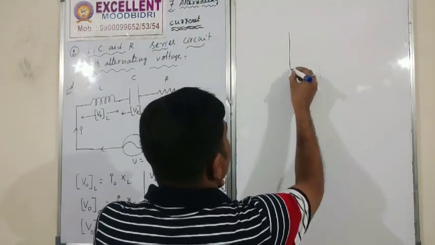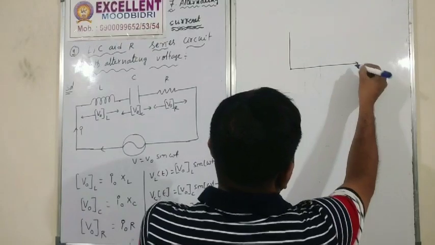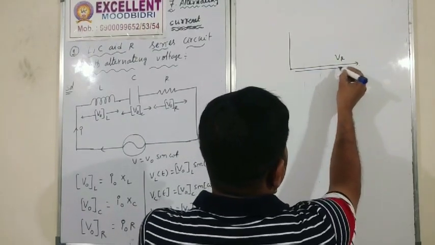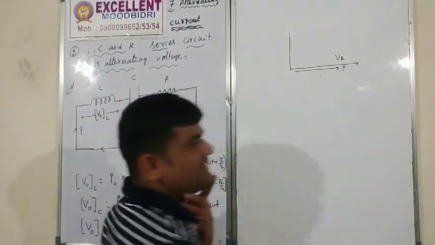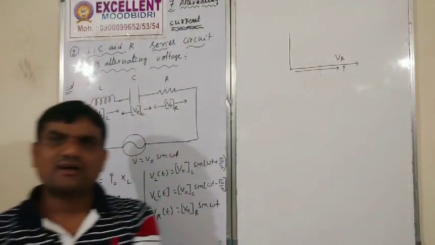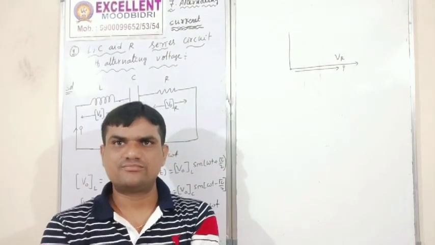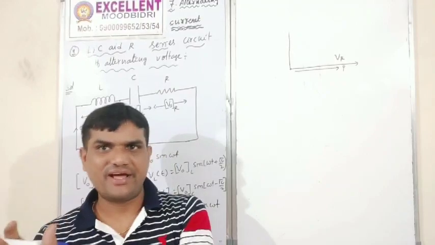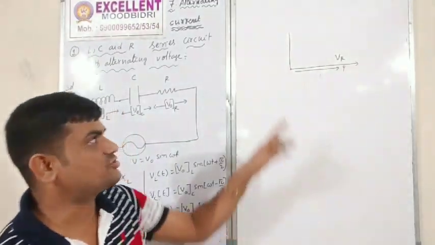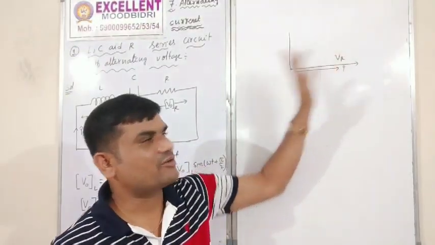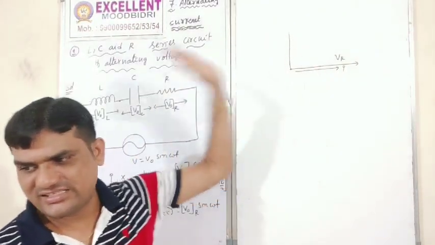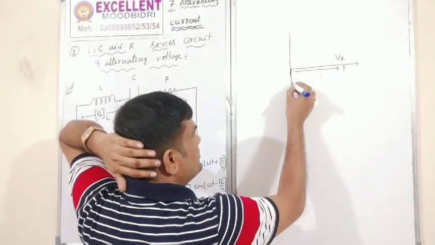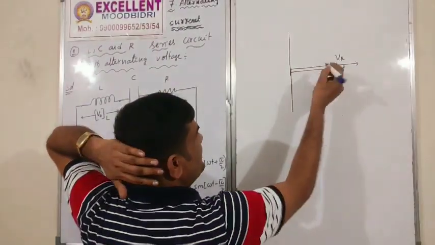This is the VR. In the VR phasor diagram, the current and voltage are both in the same direction. So current and VR are in the same direction. Okay, right. So now this is the current and the voltage.